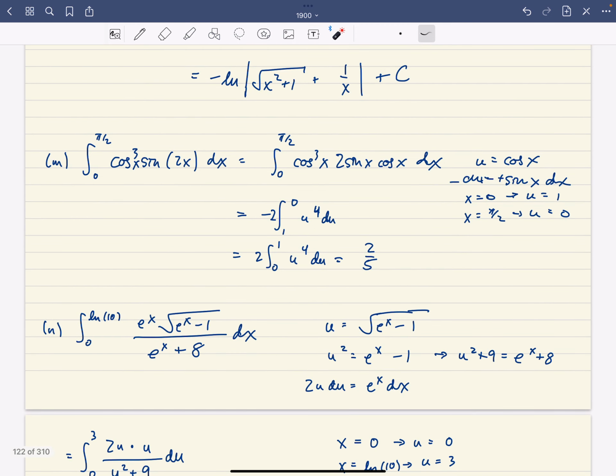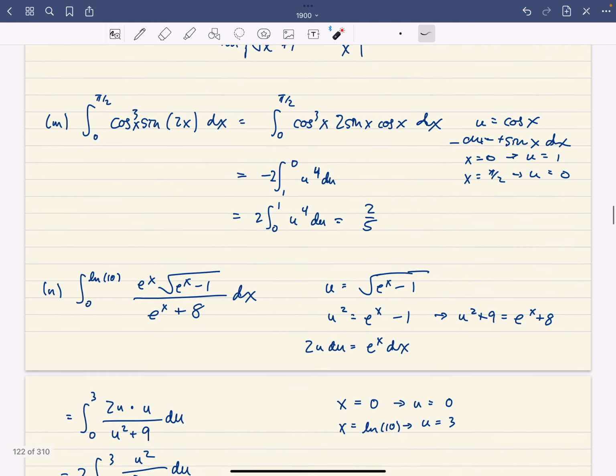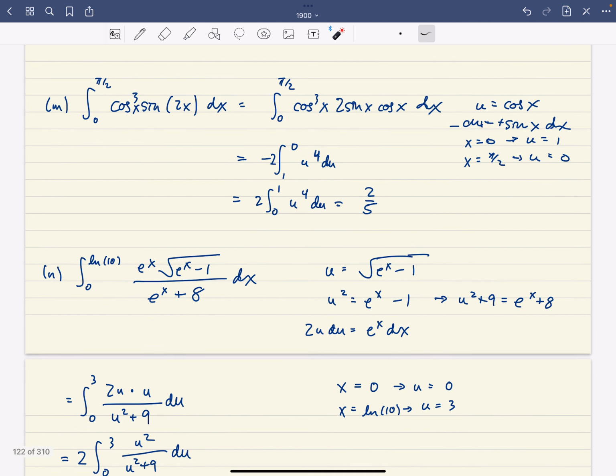Anyway, here I think the easiest way is to let u be the square root of e to the x minus 1. The reason I want to do that is we can do the usual trick and square it and kind of solve for x. We don't really need to solve for x completely, because if we stop at e to the x minus 1, when we take the differentials, we get e to the x dx, and we have an e to the x dx. So that's why we can stop there, and that gives us 2u du.